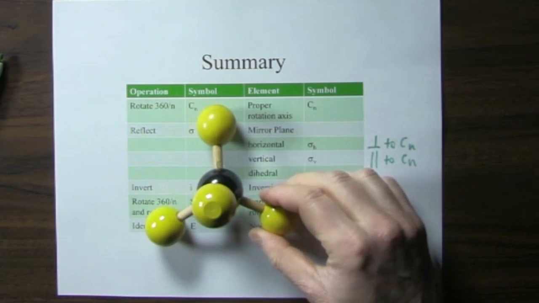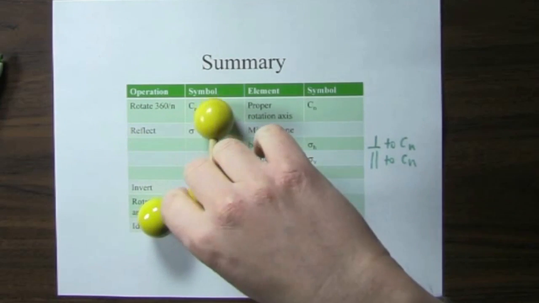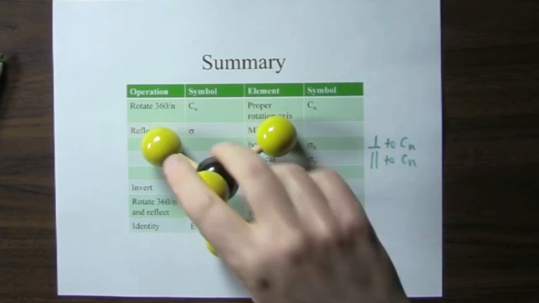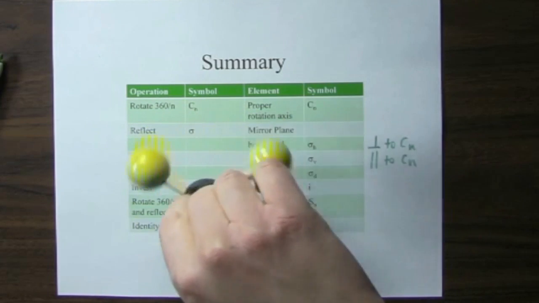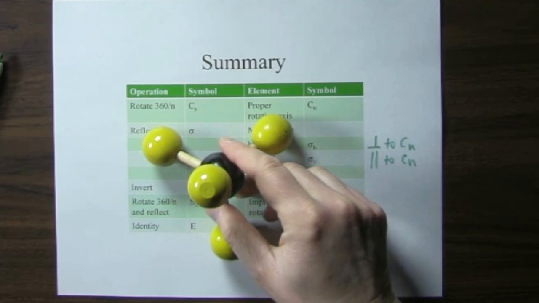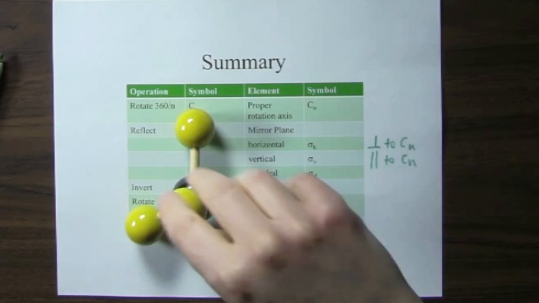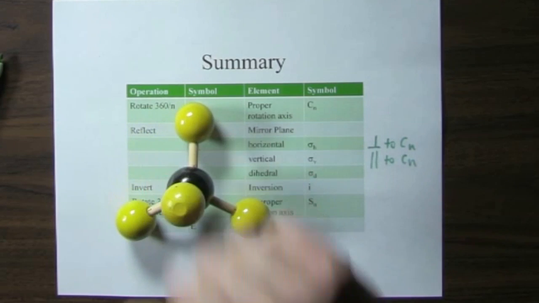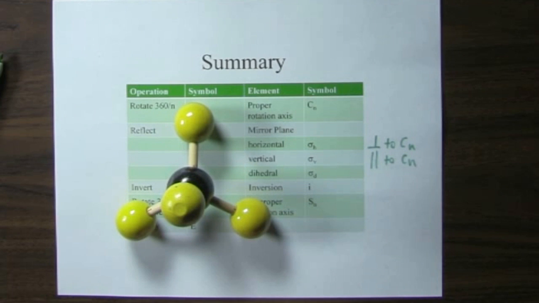The same thing if we rotate the molecule here, we get the same thing. If we rotate the molecule here, we get the same thing. And if we rotate it here, we get the same thing. So we have a bunch of C3 axes.